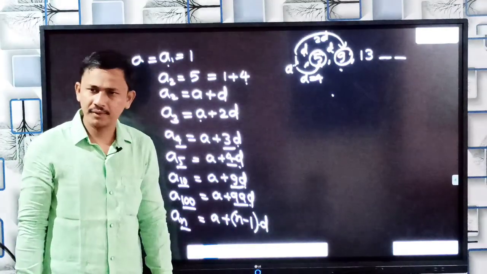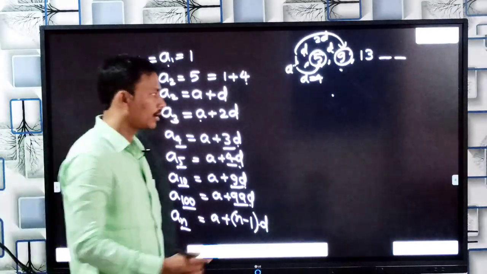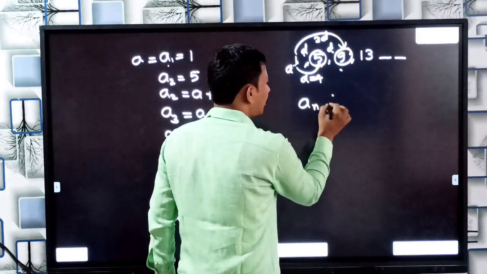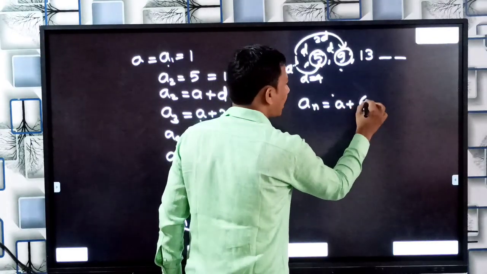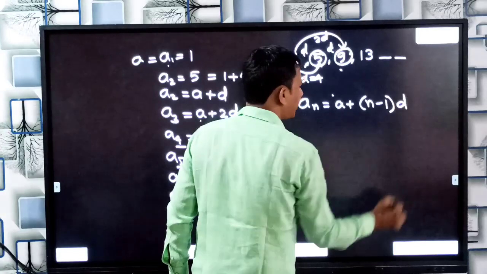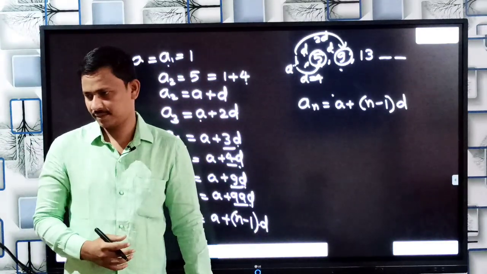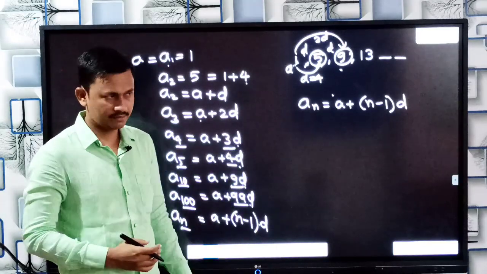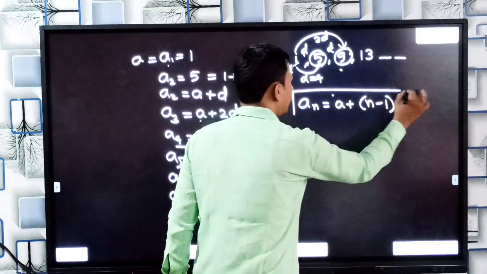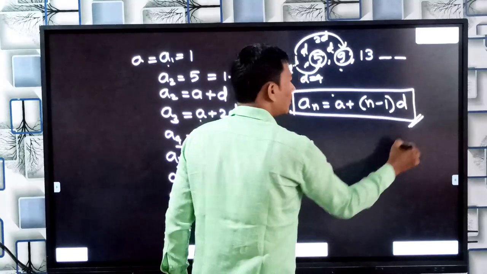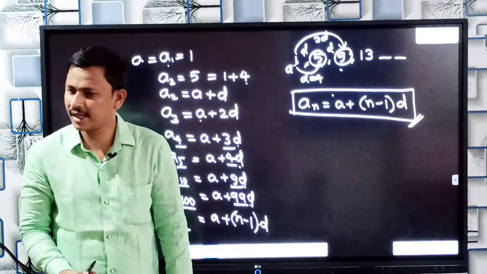Correct? Then what is the formula for an? an is equal to a plus in bracket n minus 1 into d. What is the meaning of that? इसका meaning क्या है? What is the meaning of an? Last term. What is an?